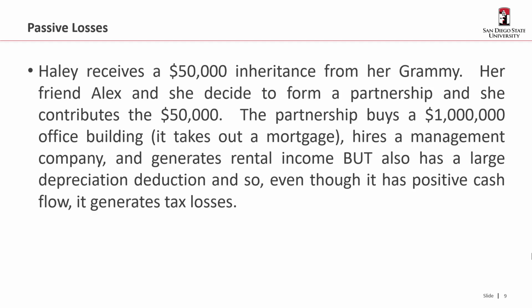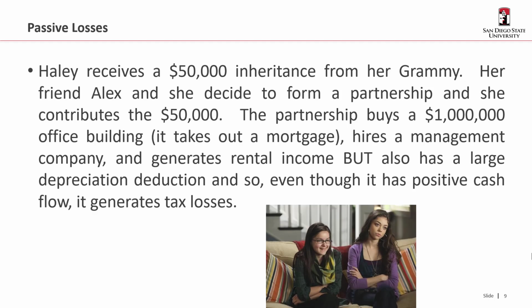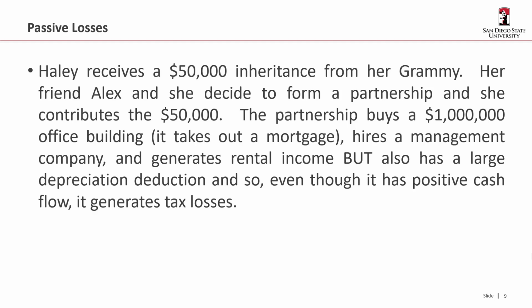All right, so our friend Haley receives a $50,000 inheritance from her Grammy. And her friend Alex and she decide they're going to form a partnership. The two of them both contribute $50,000, right? Haley contributes her inheritance, and Alex contributes $50,000 from who the heck knows where. And then their partnership goes out and buys a $1 million office building. Now, of course, to buy a $1 million office building when the partnership only has $100,000 of equity in cash, it needs to take out a mortgage.